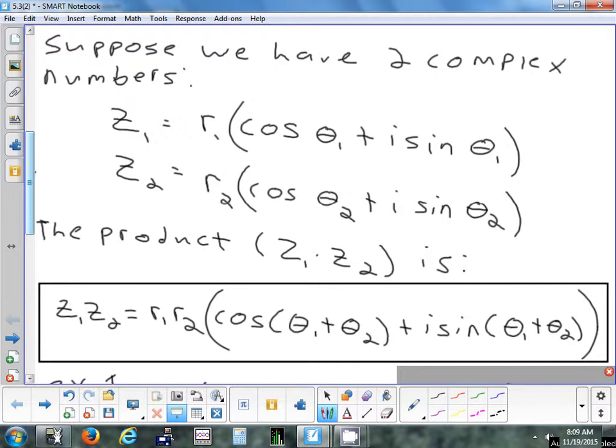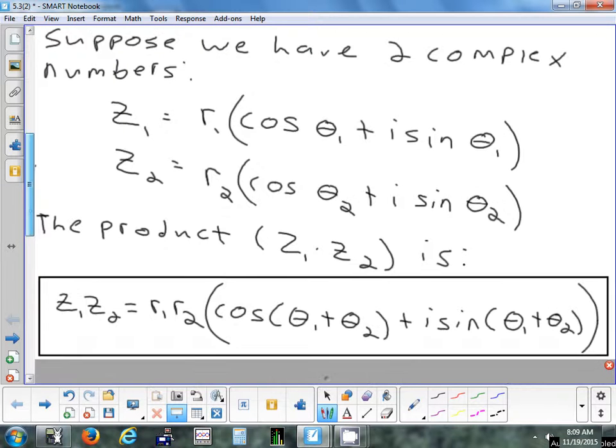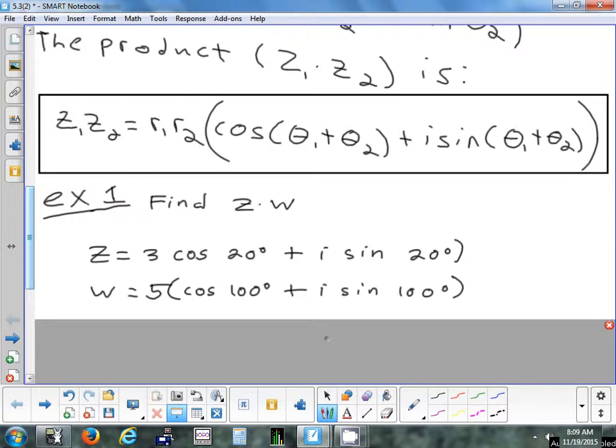No foiling, no I squareds, no combining like terms, no conjugates. Just take your two radii, multiply them. Take your two angles, add them. You're done. That's the whole problem. So here are two complex numbers in polar. I want to multiply them together. This is where we would start doing all our distributive property if they were in rectangular. We're not going to have to do any of that this time.